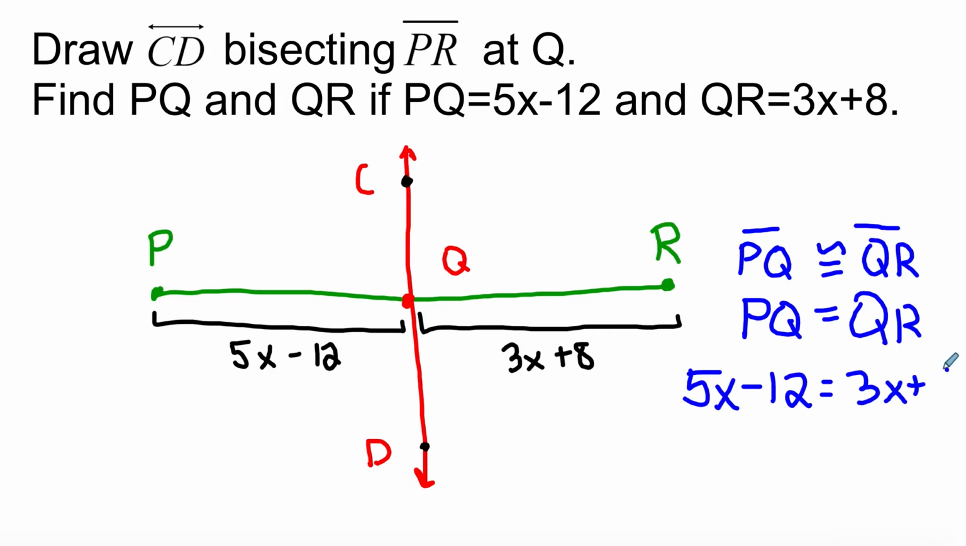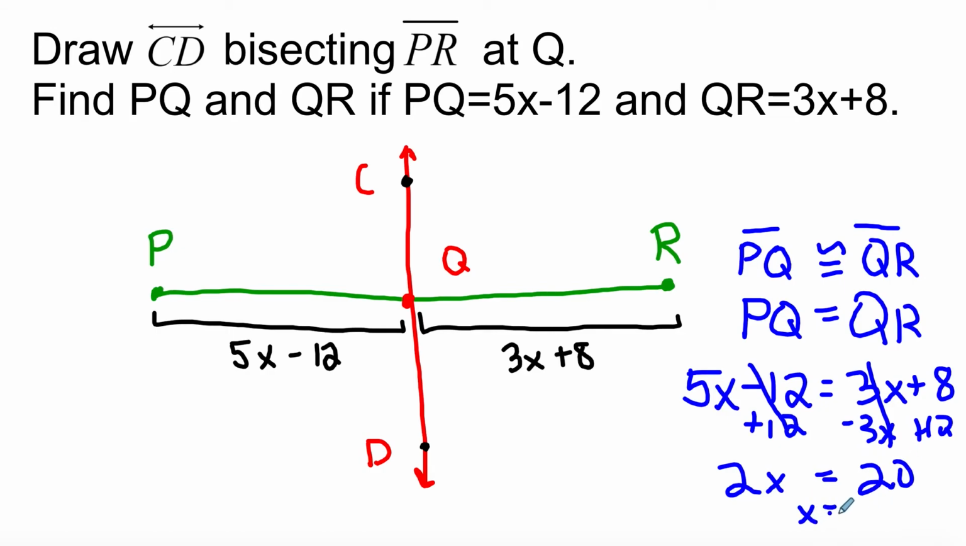And then solve. I'm going to move the 12 over, and I'm going to move the 3x over. So those cross out here. 5x minus 3x is 2x. I need to add 12 here, so 8 plus 12 is 20, and x is 10.